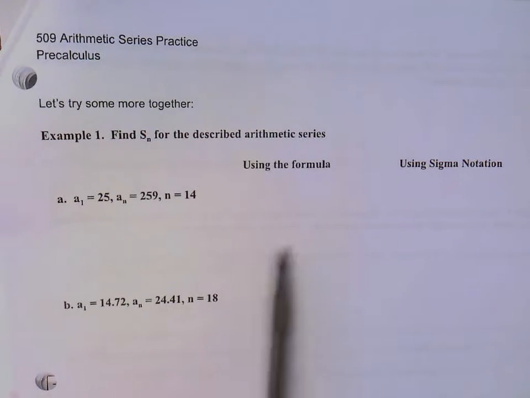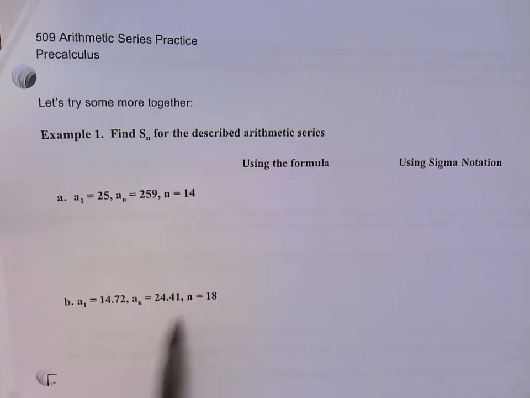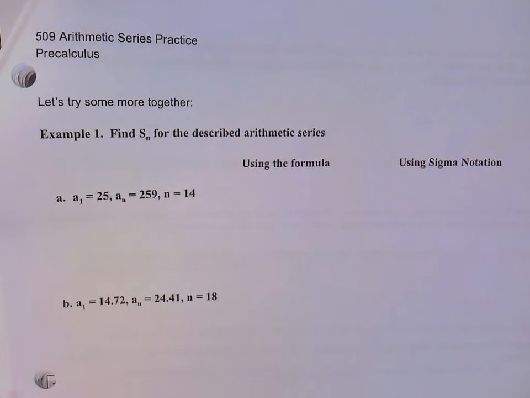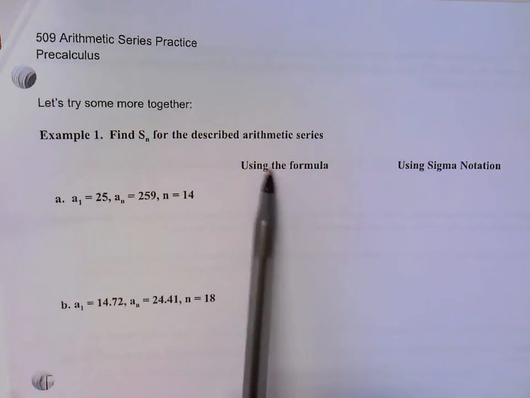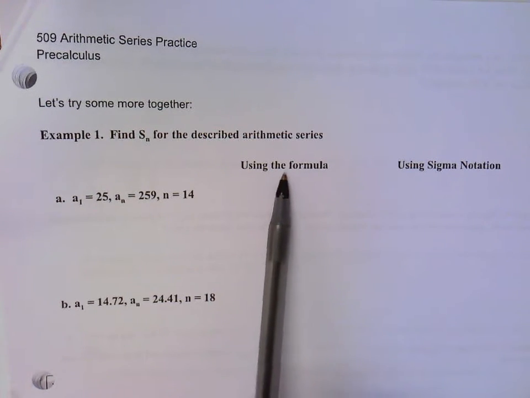this first example with you, and then you can try part B. And then in example 2, maybe I could do part A and you could try part B. So it says find S sub n for this arithmetic series. So let's think about, if we want to use the formula, what do we need to know?